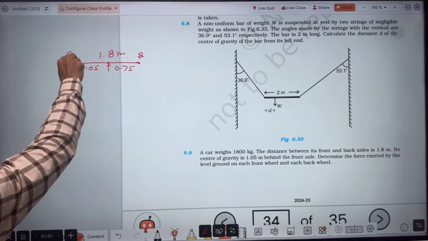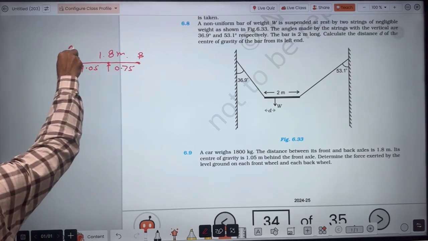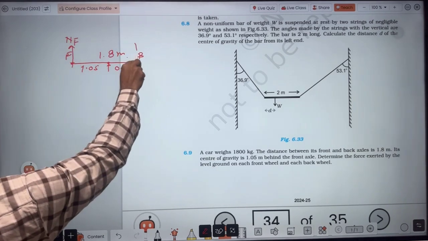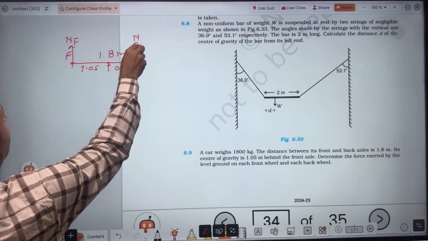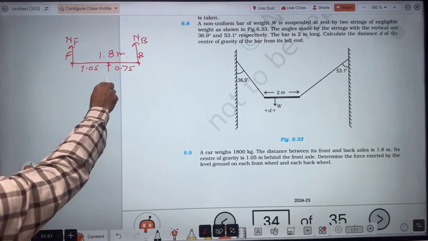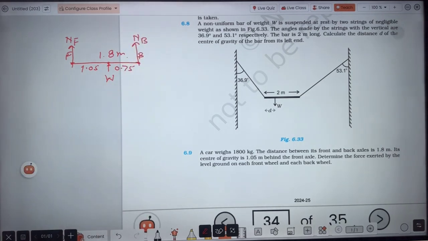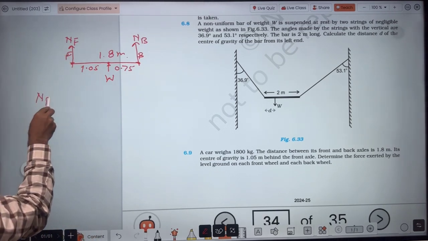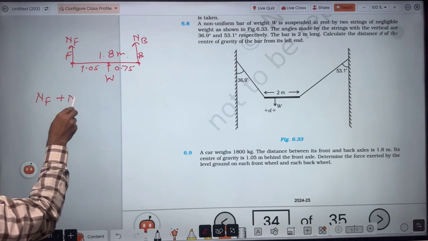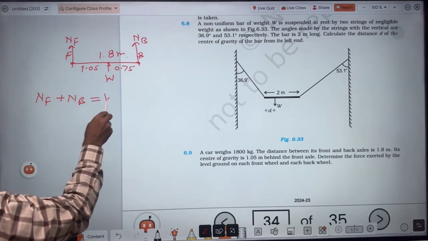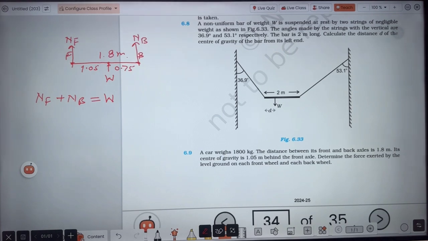So let's consider here normal reaction on the front wheel, and here normal reaction on the back wheel. Now what will happen? Weight will be balanced by normal reactions. So we can write normal reaction of front wheel plus normal reaction of back wheel is balanced by W. Up to here there is no problem.